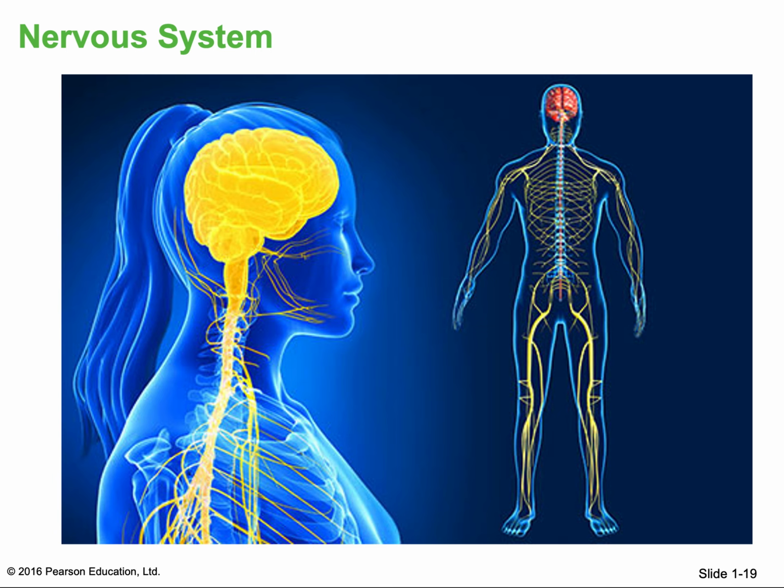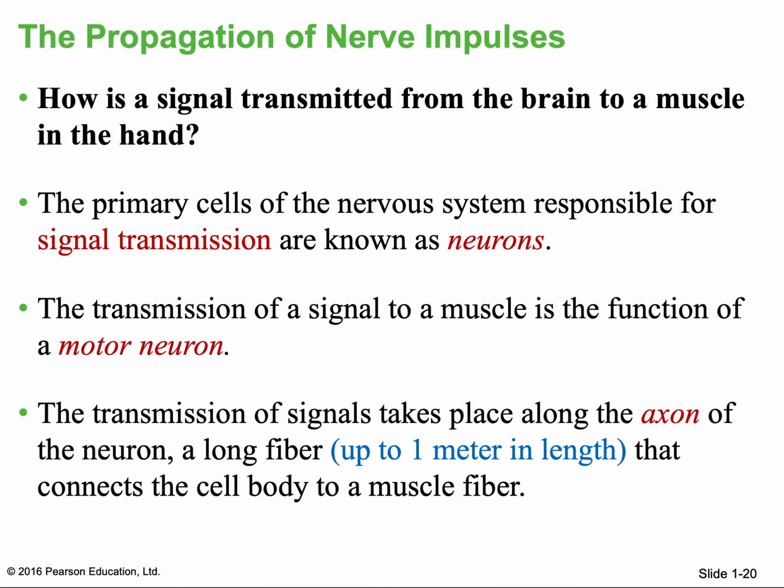So, looking at the nervous system as a whole, signals are transmitted through the body in the same way that we mentioned, through action potentials in neurons, and motor neurons are the cells responsible for sending signals to muscles. And as previously mentioned, these axons can be 1 meter long in the sciatic nerves.